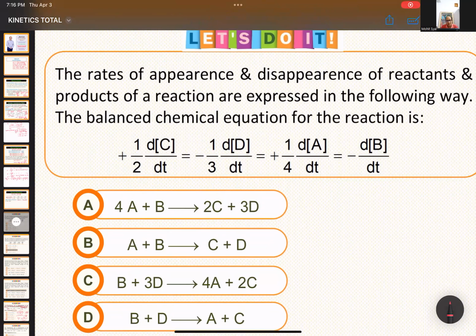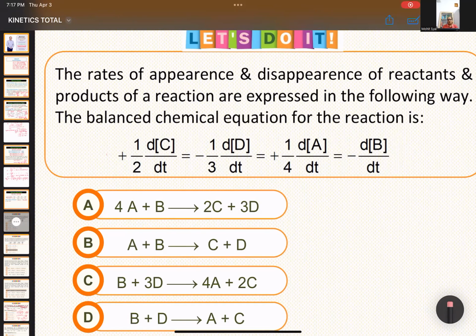So there is a reaction in which the reactants and products are represented by A, B, C, and D. But you don't know whether the reactants were A and B, or A and D, or A and C, or B and C, or who are the products and who are the reactants. But this is the relationship. A, B, C, D are all part of the same reaction, and this is the relationship between all four of them. Clear?